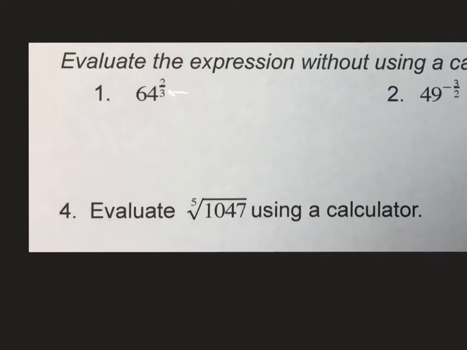So I'm going to do, that's not a good color. I'm going to do the 3 first, which means cube root, because the bottom is the root. The cube root of 64 is 4. The 2 is still there. You got to square it. You get 16. All you got to do.